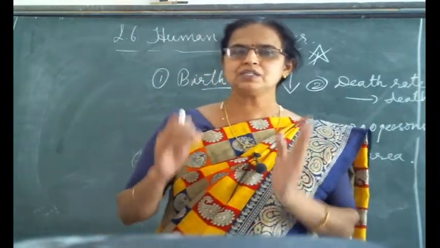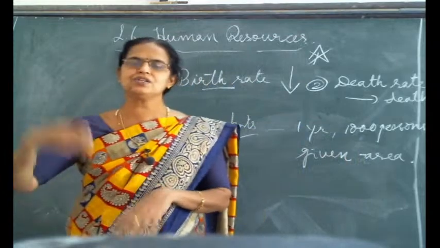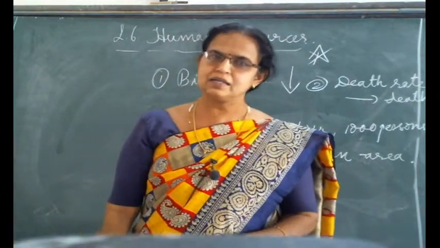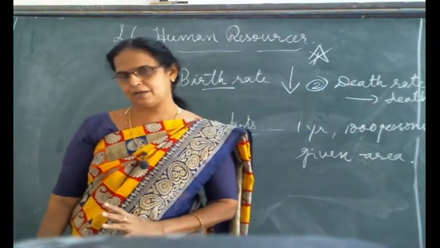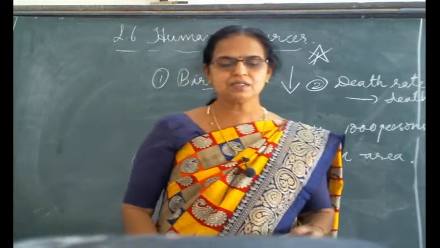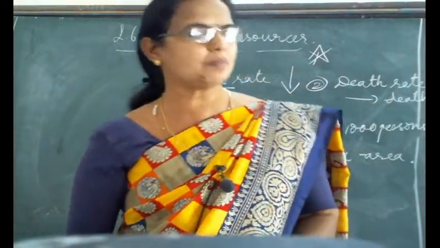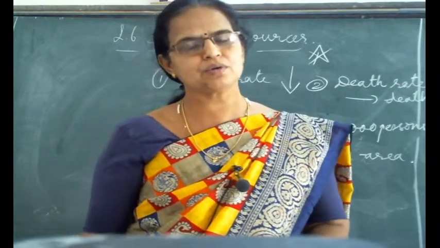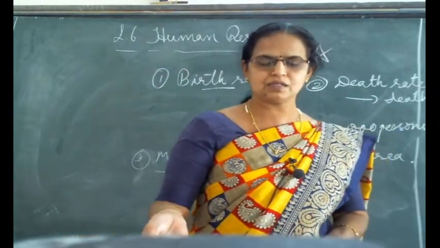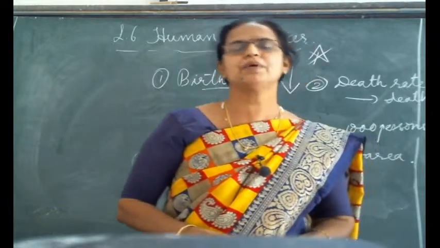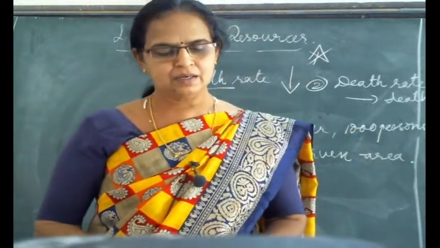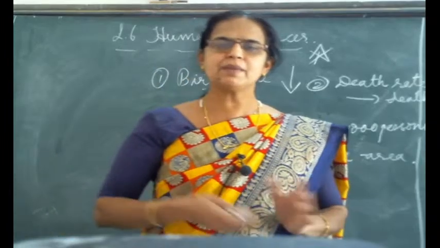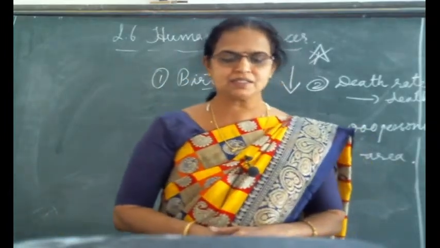So immigration simply means you are crossing the international border and going to another country and permanently settling there. But migration takes place within the border of the same country, maybe sometimes crossing an international border also, but not for a permanent purpose. Okay. So when migration takes place, what are the reasons behind it?